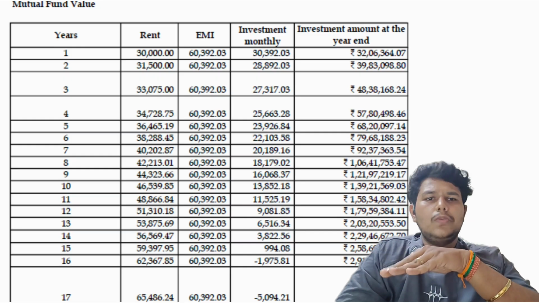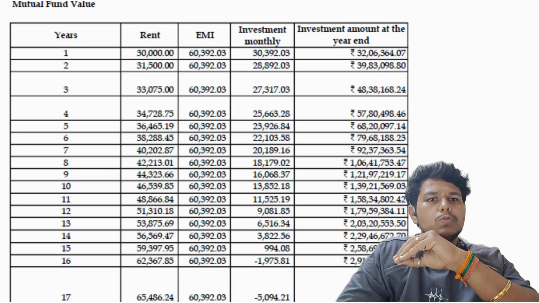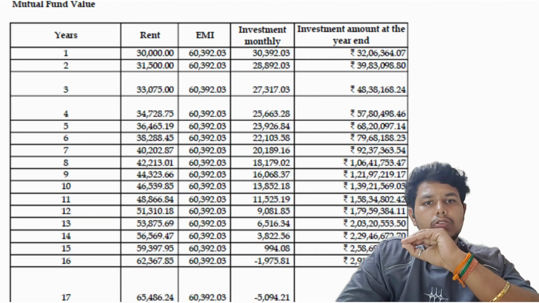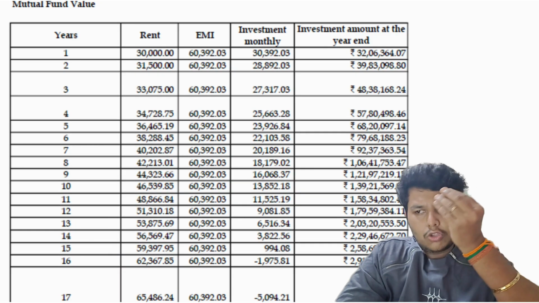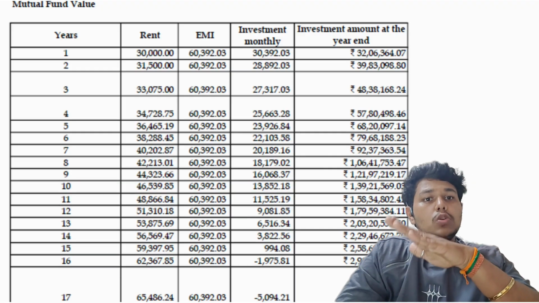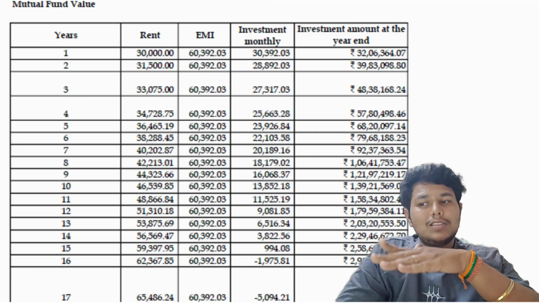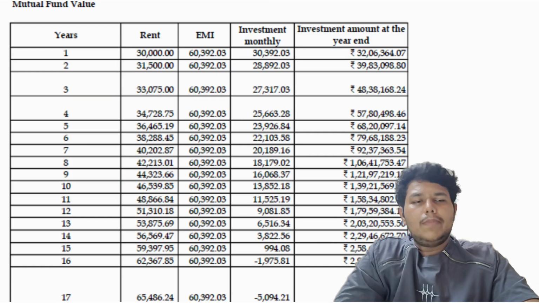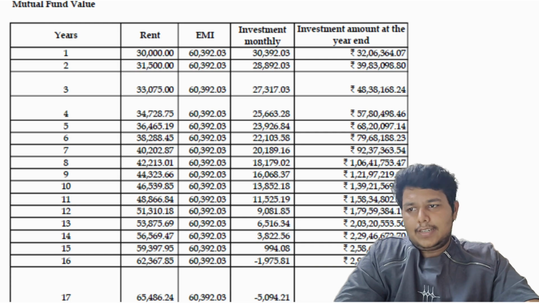Basically in the first year you will have 60,392 rupees worth of EMI to be paid monthly, but your rent is around 30,000. Basically that means 30,392 extra amount you would have with you to invest. So that is what is kept here. So you have to invest this 30,392 every month into the mutual funds. So this will make your amount grow at a faster rate.